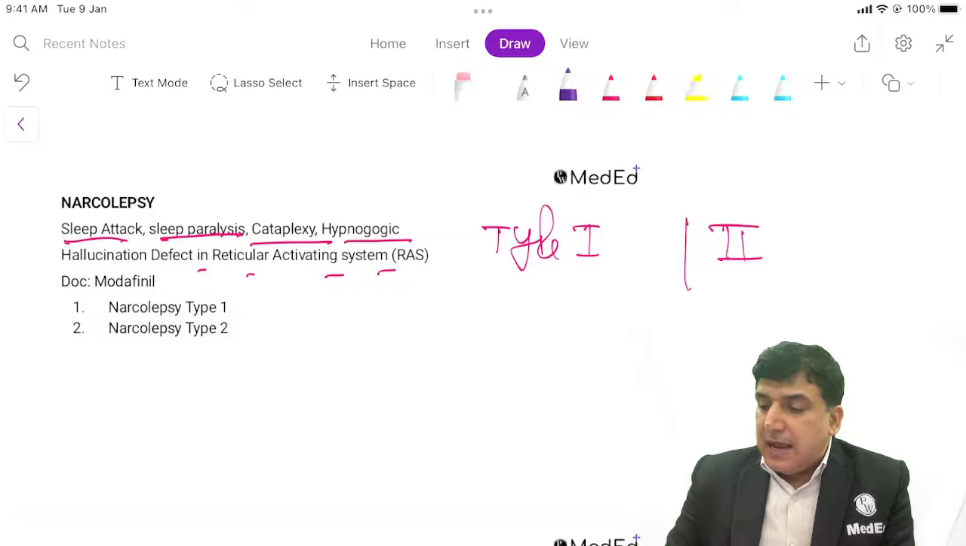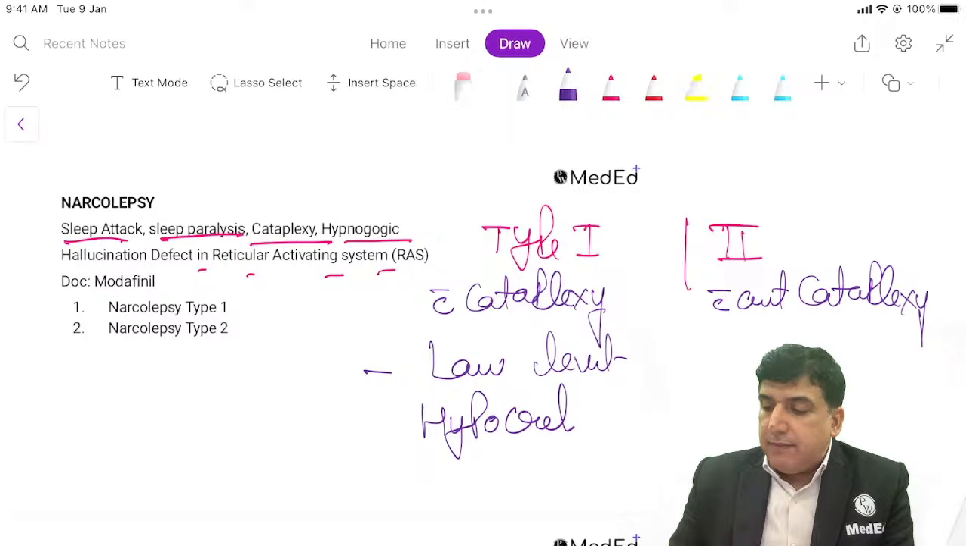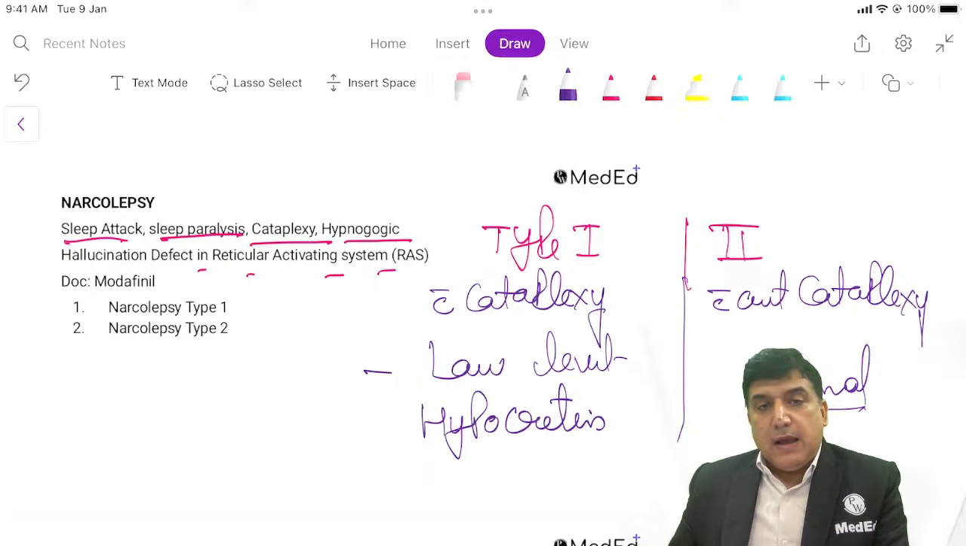Basically, narcolepsy type 1 is narcolepsy with cataplexy, and type 2 is what? Without cataplexy. We have a low level of hypocretin in type 1 narcolepsy, and the hypocretin level is normal in type 2 narcolepsy. That you have to know. So low level of hypocretin in type 1 and normal level of hypocretin in type 2.